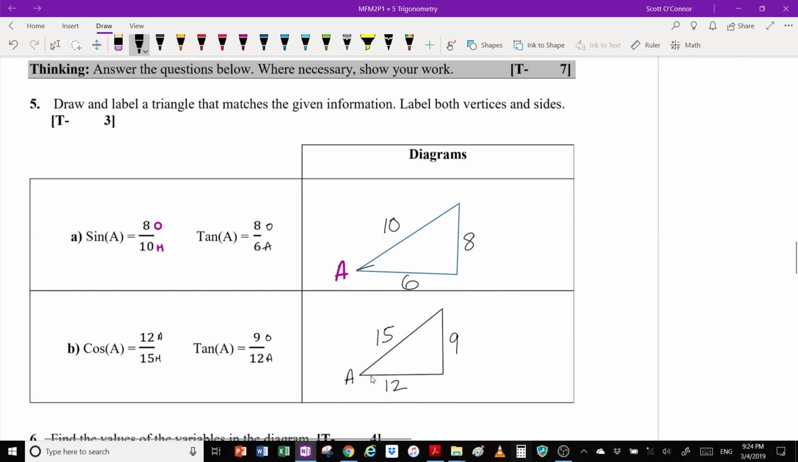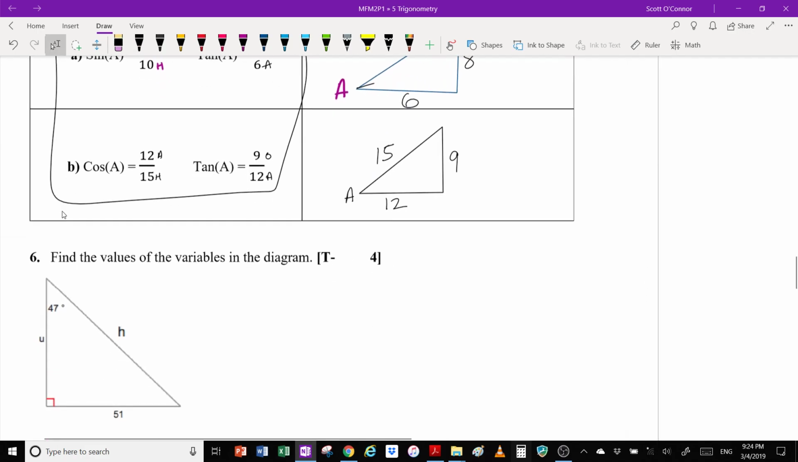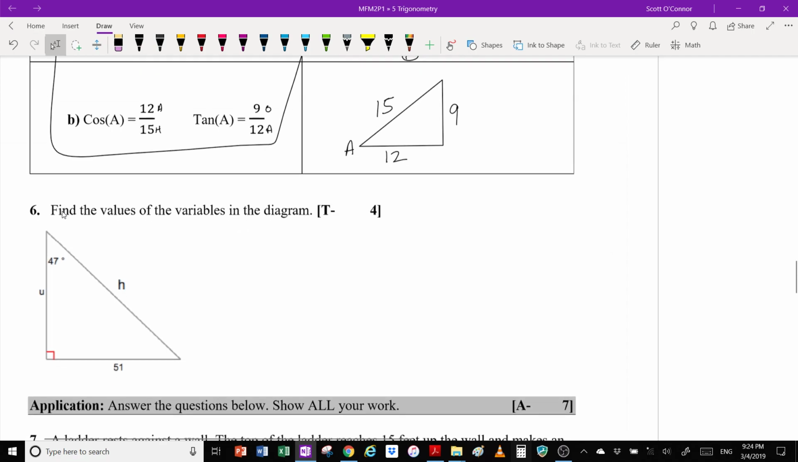We simply create a triangle, label the sides according to the information given to us over here. All right, 6 is find the values of the variables in the diagram. This is much the same as the previous questions we did in number 4, except that there are 2 sides that you need to figure out. And you can use the exact same angle to do that.